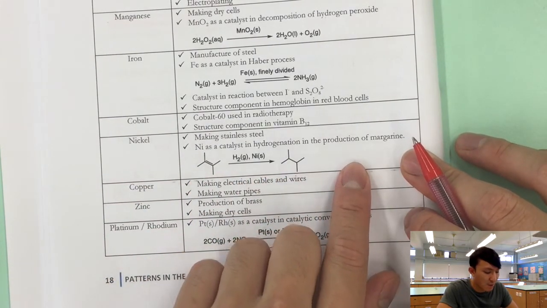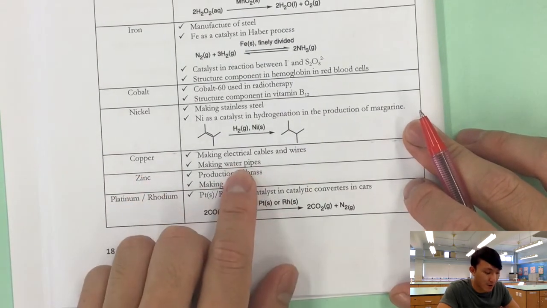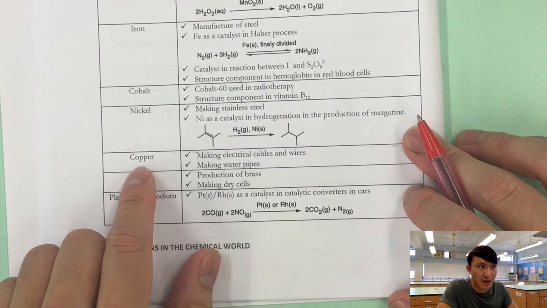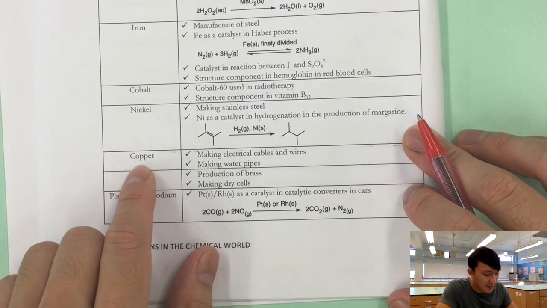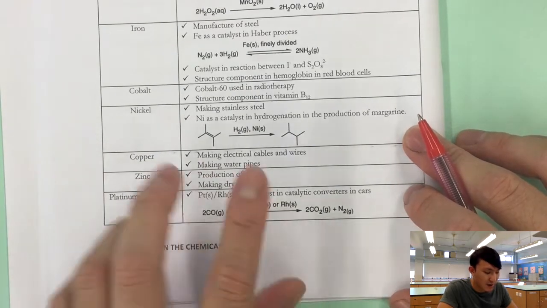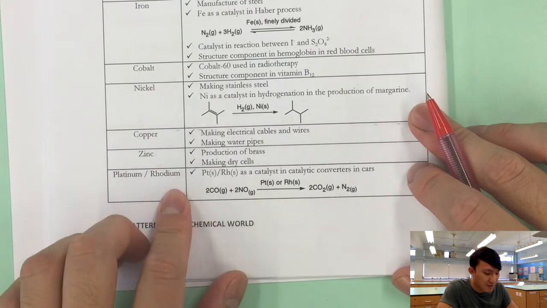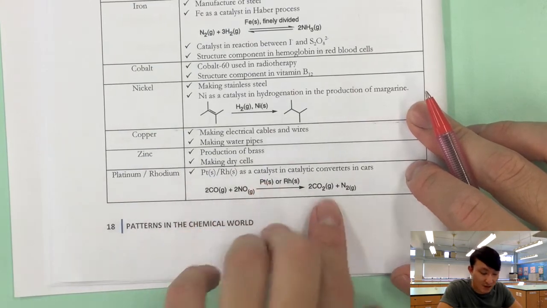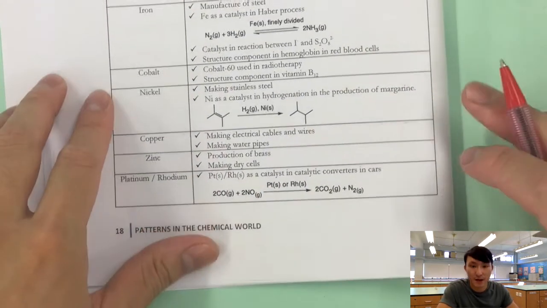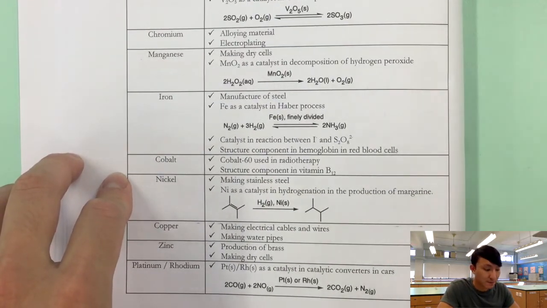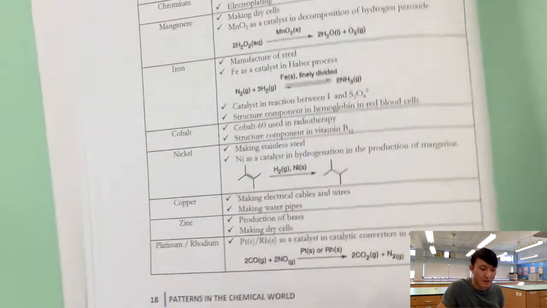Copper is used for water pipes or electrical cables because it is exceptionally ductile and it has exceptionally high electrical conductivity. Zinc is not a transition metal, but anyway, I just put it here. Then platinum and rhodium. These are also transition metals, and they can be used as catalysts in the catalytic converter. So these are some examples. Perhaps you can have a look, and it will be best if you can recognize some of these. So that's it for this video, and this is also the end of this topic, patterns in the chemical world.